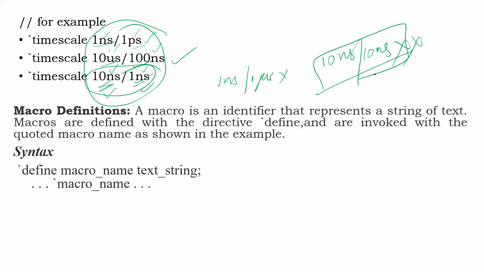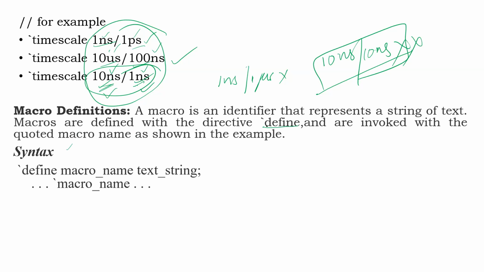Another compiler directive is macro definitions. A macro is an identifier that represents a string of text. An identifier means what? A name that represents the string of text. Macros are defined with the directive define, and are invoked with the quoted macro names as shown in the example. The syntax is like this.